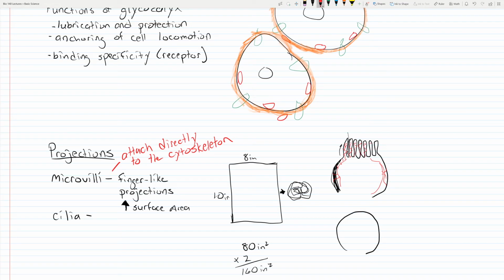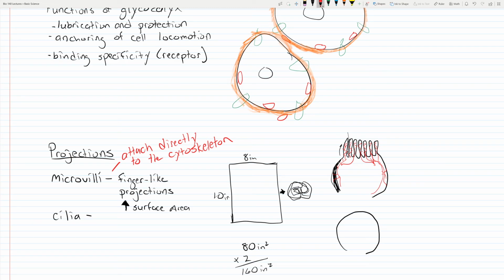And each microvilli actually is anchored to the cytoskeleton. So it's an actual anchoring, the cytoskeleton of the microvilli. Okay, so is that important? Nope. I just put it in there because I just did.